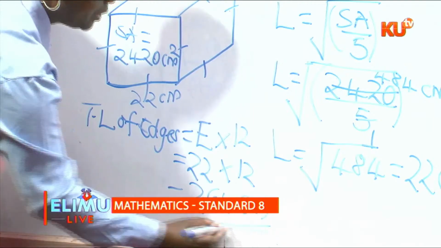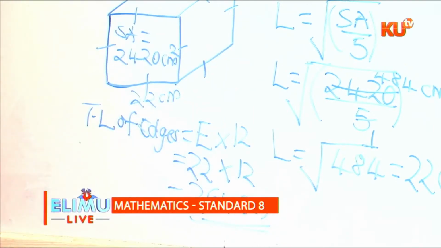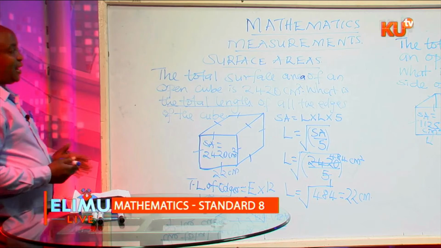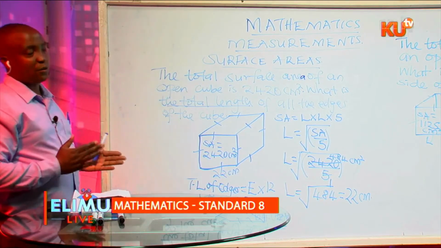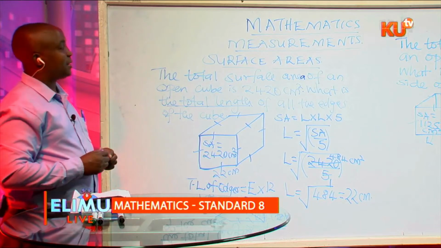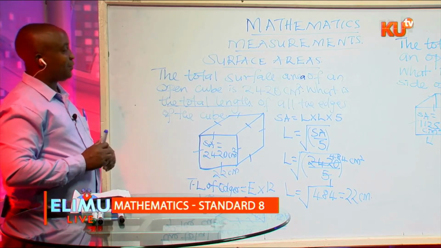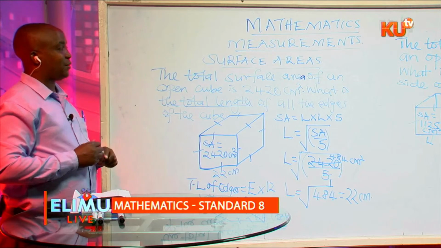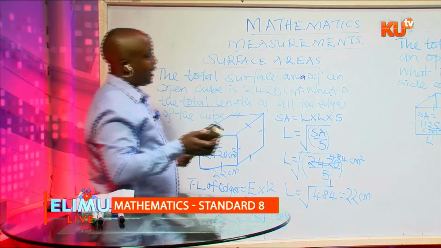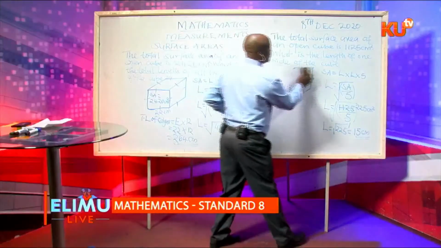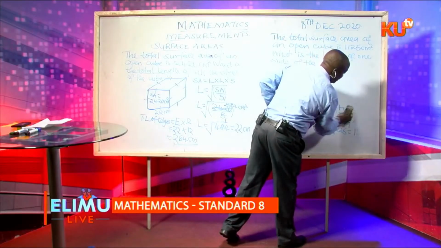264 centimeters. So that is the total length of all the edges. Now we have done how to find the total surface area of both closed and open cubes, and then we have also found out how to find the length of one edge of a cube given the total surface area. I want to give you one that you'll try at home.